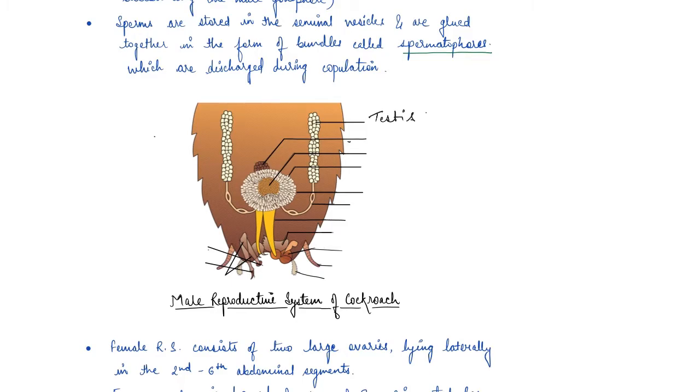So this basically is vas deferens. This is vas deferens and it opens into seminal vesicles, right? Now, basically, what happens is the ejaculatory duct opens into the male gonopore, which is situated ventral to anus. So, basically, this is the anal cerci, guys, right?